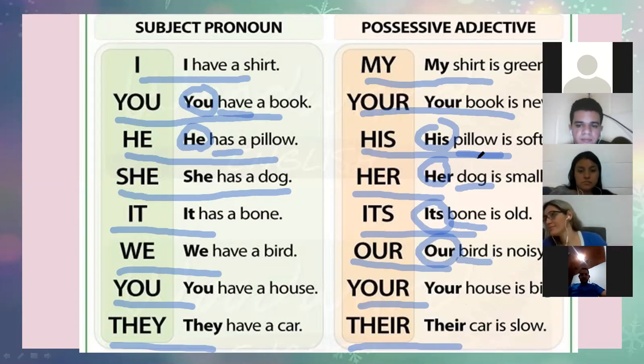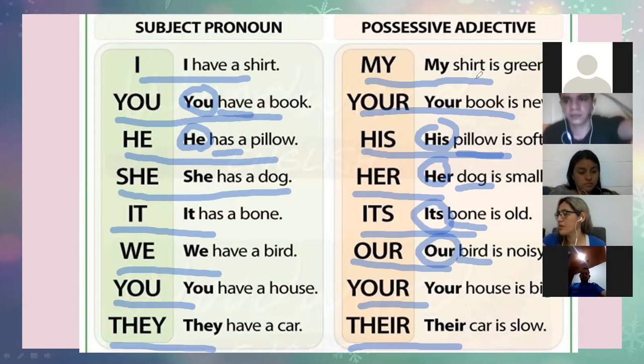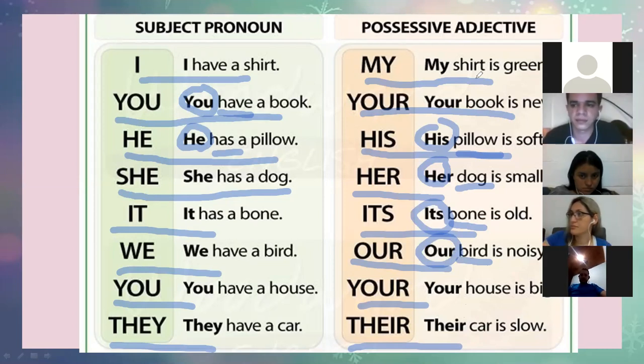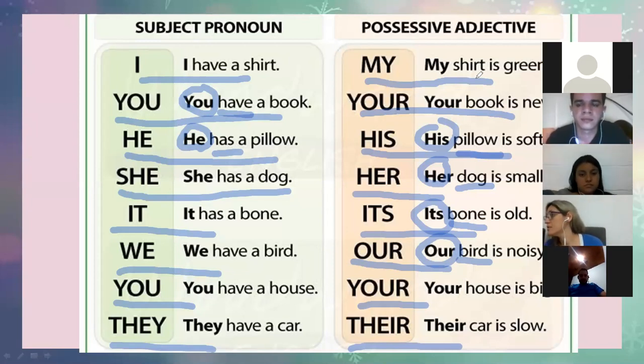So possessive adjectives are used when we talk about possession. It can be an object, it can be about relationships, or it can be about body parts, okay? So, do you understand how possessive adjectives are used? Do you have questions about possessive adjectives, or is it clear? I have a question, teacher.